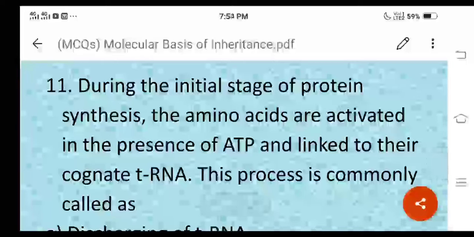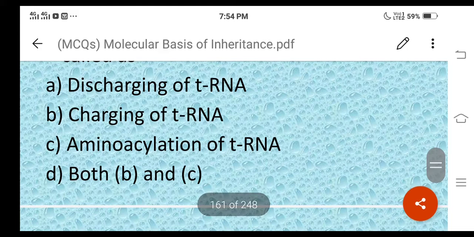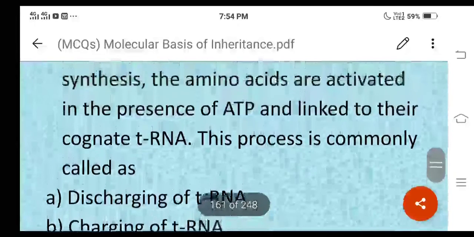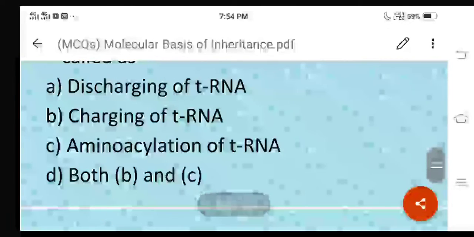Okay, this process is commonly called as what? What are the different options here? One is discharging of tRNA, then second one is charging of tRNA, then third one is aminoacylation of tRNA. Then fourth option is both B and C. Okay, both B and C. And here option D becomes the correct answer.